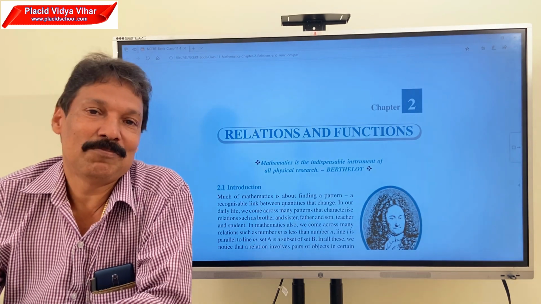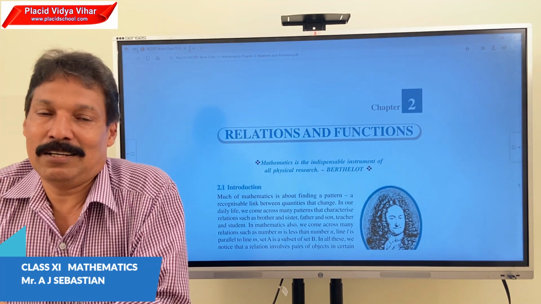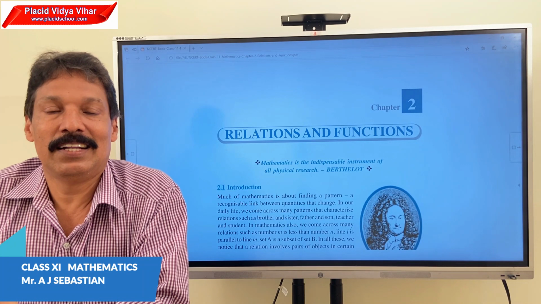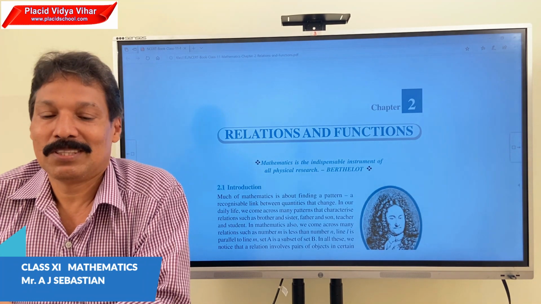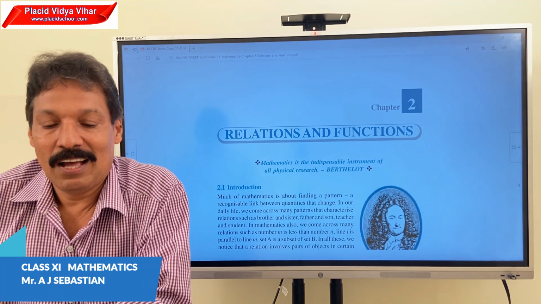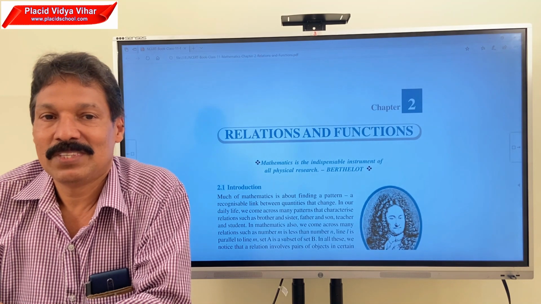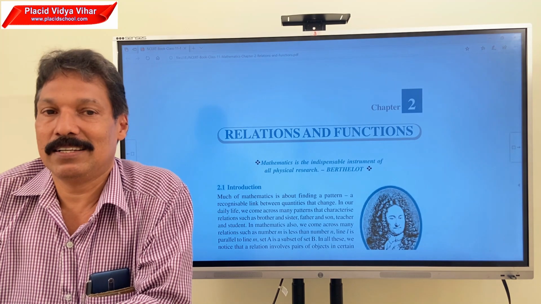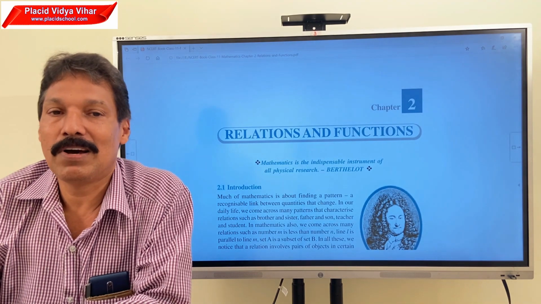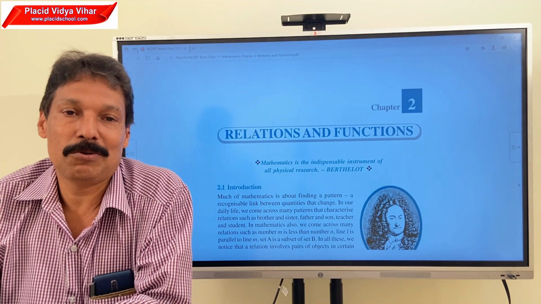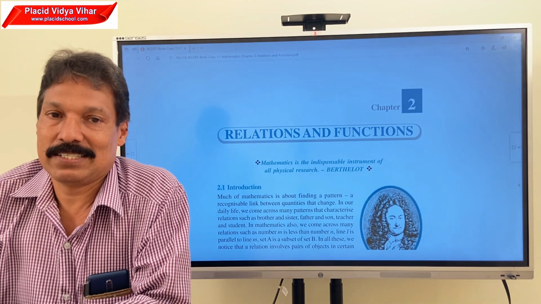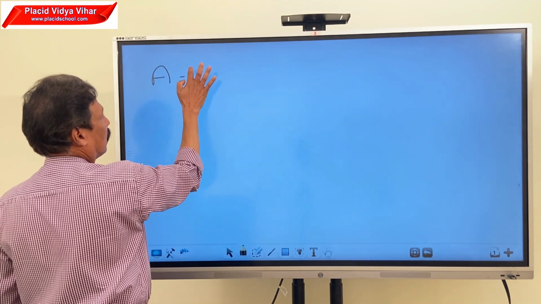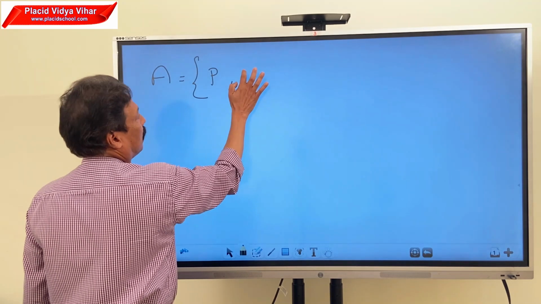Good morning. We earlier studied the properties of sets and different types of sets and so on. Now we start a new lesson, relations and functions. In this chapter, we study the different relations such as son of, father of, mother of, subset of, connected with the two sets. Consider set A equal to the elements P and S.